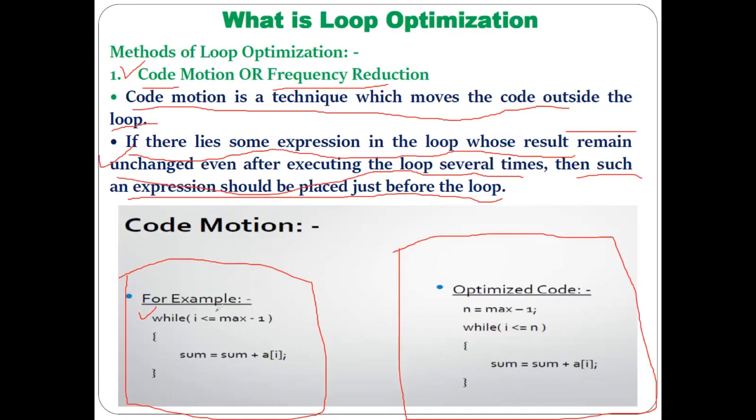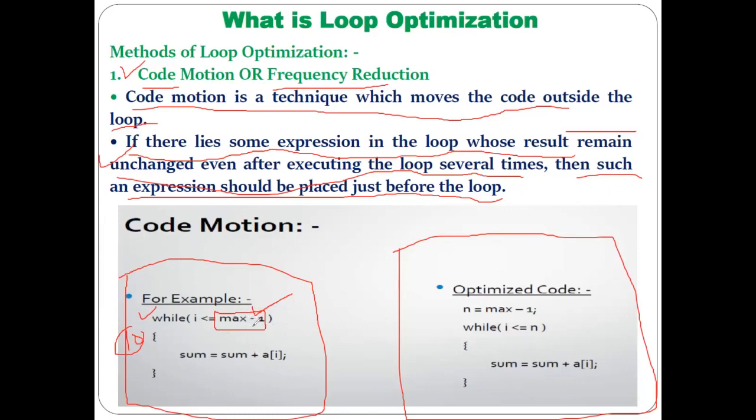Now, if you see this expression, max minus 1, this is a sub expression. Now, try to remove this sub expression and write it outside the loop. Suppose this while loop gets executed 10 times. Then 10 times this processing, max minus 1, has to be done by the processor, your CPU, when the execution happens. This max minus 1 operation has to be done 10 times.